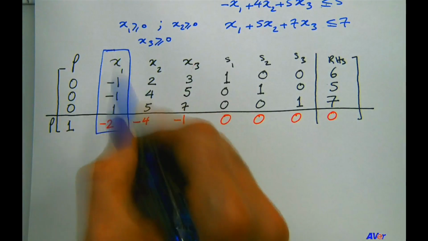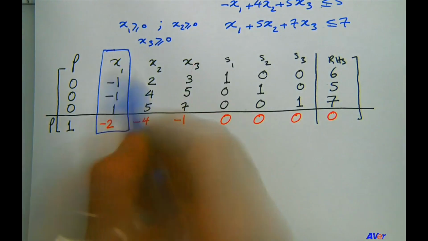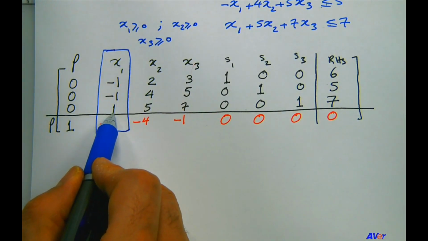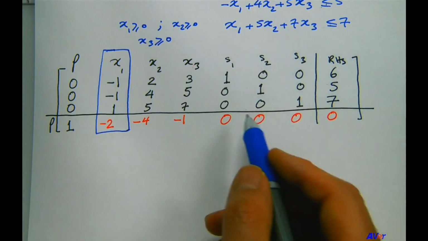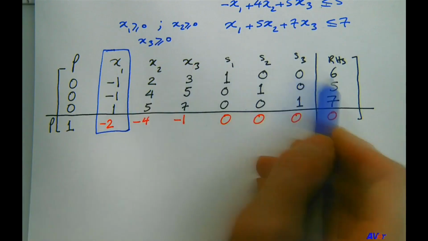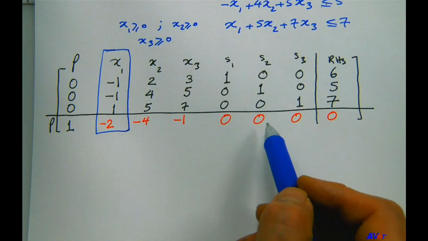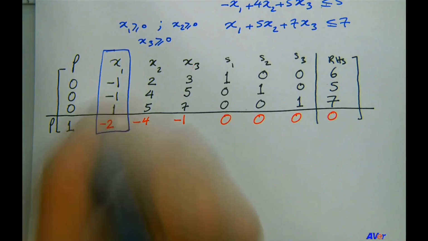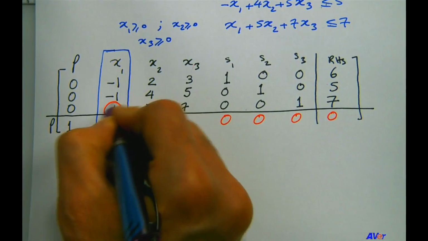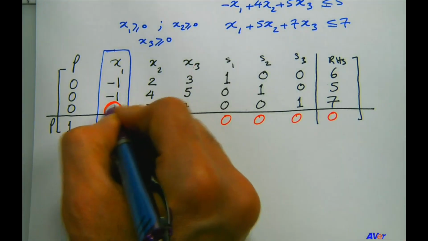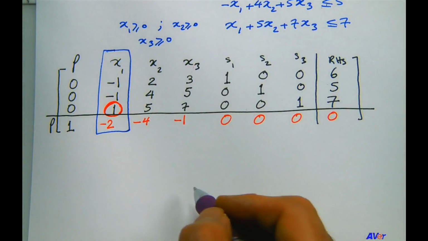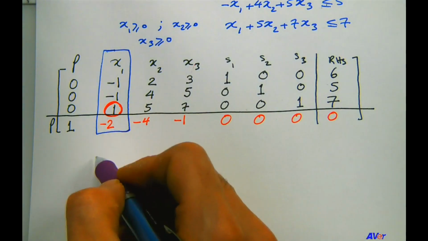So out of these 3 numbers, only 1 is a positive number. So that positive number automatically becomes our pivot element. That means we do not need to calculate the smallest ratio in this case. This 1 is the only positive number above the objective row, and that 1 becomes our pivot element.